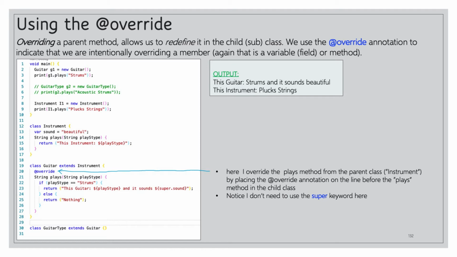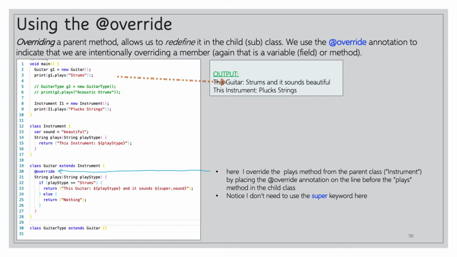Notice here I don't need to use the super keyword to make this happen. So when I go up to my instances, Guitar g1 equals new Guitar, print g1.plays with the argument of strums. So what's different here, though? It outputs the guitar strums, and it sounds beautiful.